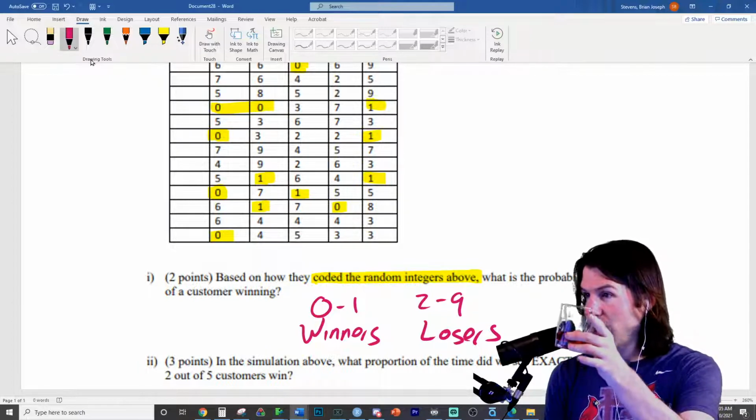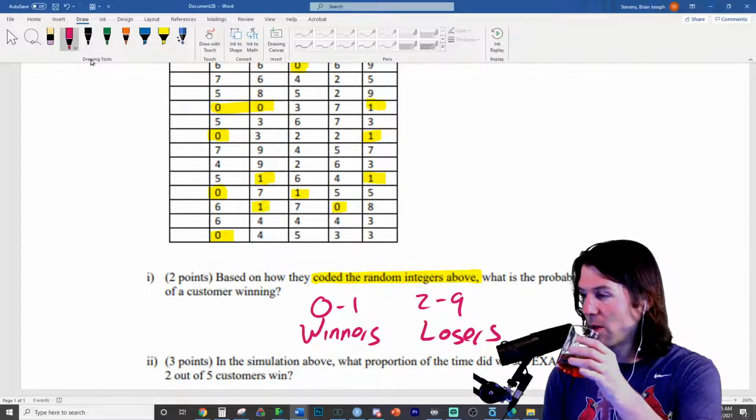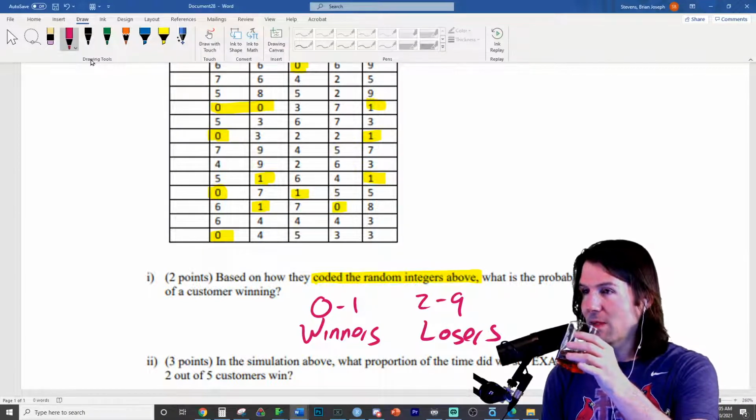Now, this is not from the simulation above. This is based on how these numbers are coded. Oh, Campbell, that's what happened? Yeah.